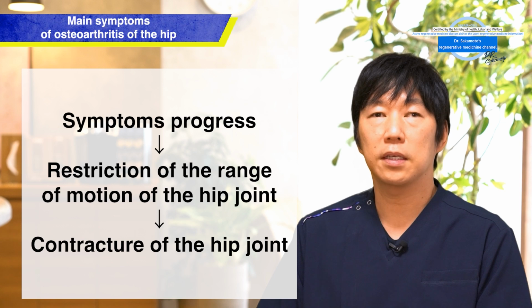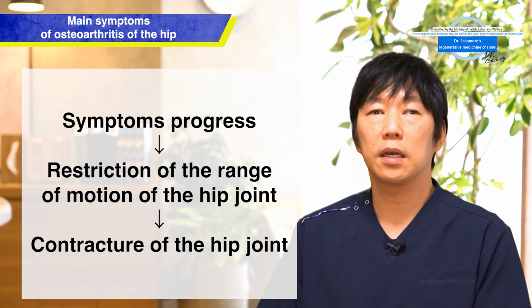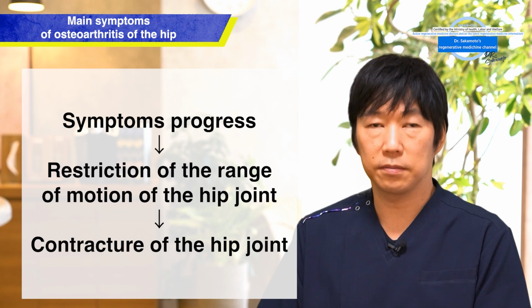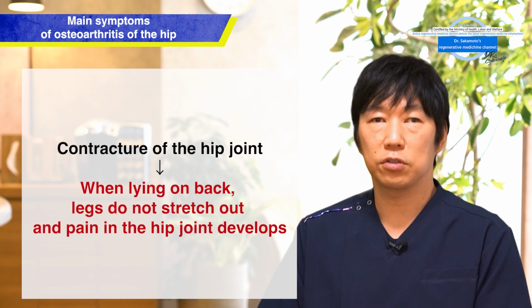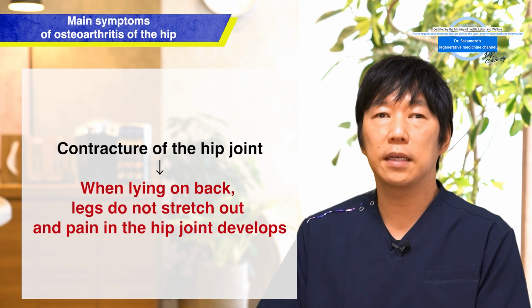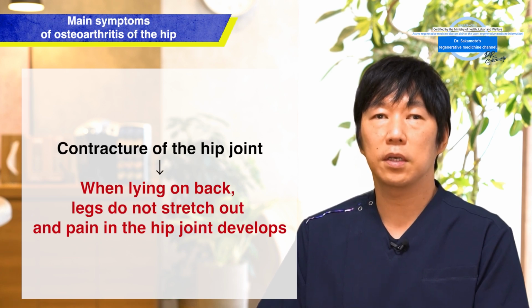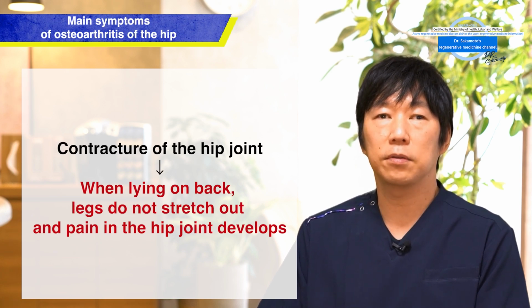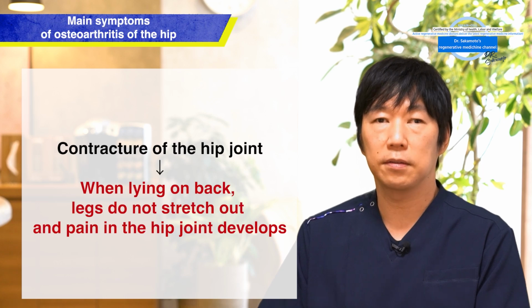And when this limited joint mobility occurs, a condition called joint contracture can also happen. When joint contracture occurs in the hip, it can cause discomfort and pain in the hip area, even when lying on your back, because the hip joint doesn't fully extend.